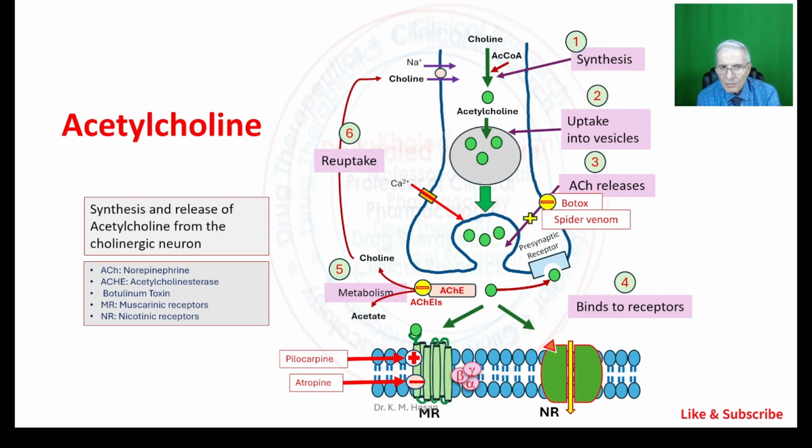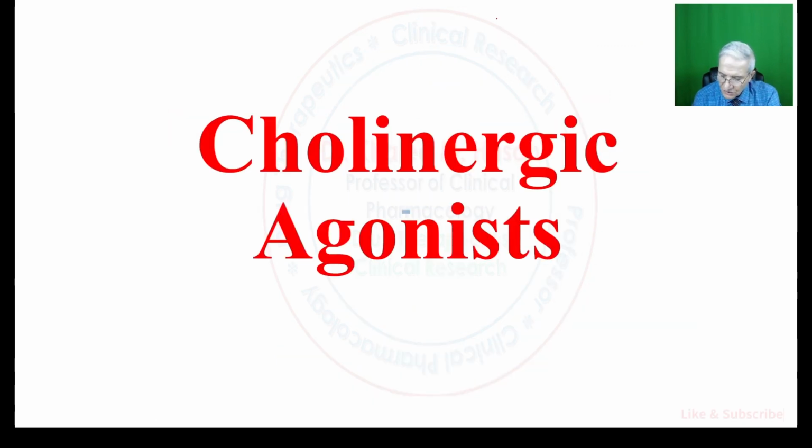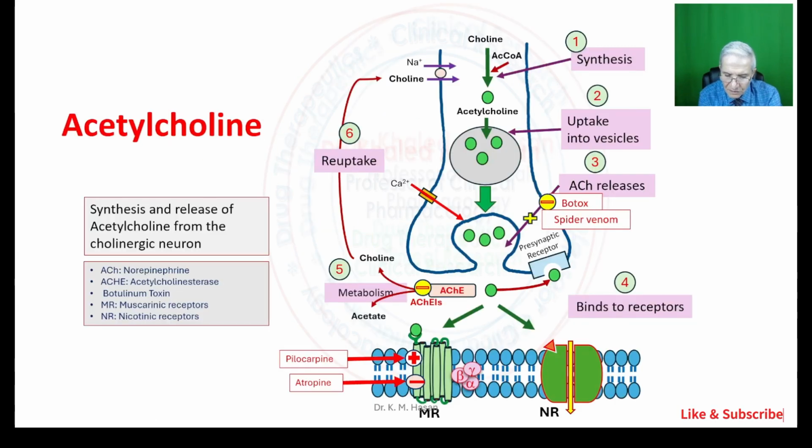We need you to remember the steps. We have the same 6 steps: synthesis, uptake, acetylcholine release, then binding to the receptor, metabolism, and reuptake. So the acetylcholine synthesis starts from choline, which enters the cell with a co-transporter with sodium. The choline with acetyl coenzyme A will lead to the formation of acetylcholine.